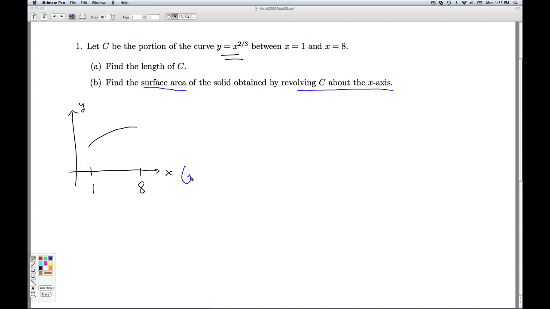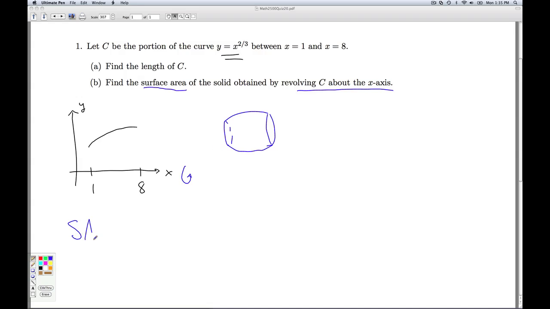So if I revolve this thing about the x-axis, I'm going to get a shape that looks more or less something like that. And I want to know what the surface area of that is. Okay, so it's kind of a bead-like shape.